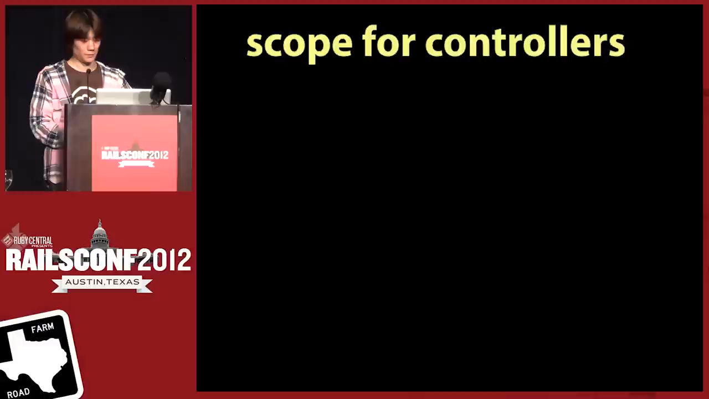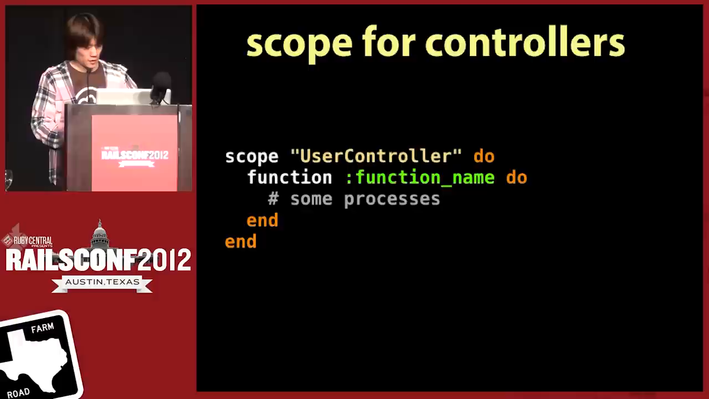Chanko also allows you to insert invokes into controllers by passing in the name of the controller to the scope method. This will allow you to, for example, have a controller action redirect to a different URL if a unit is active.